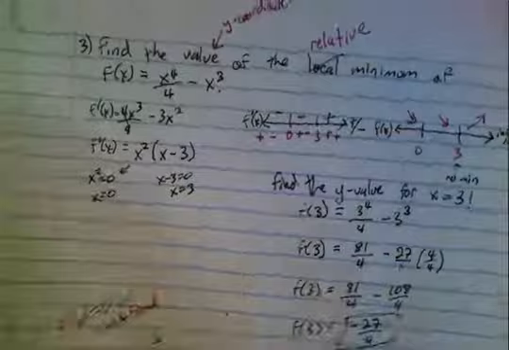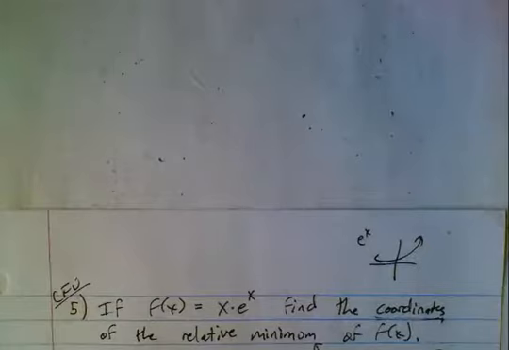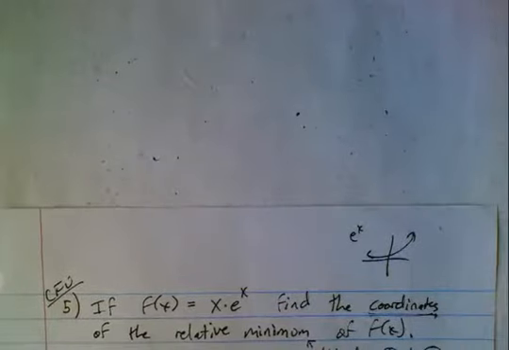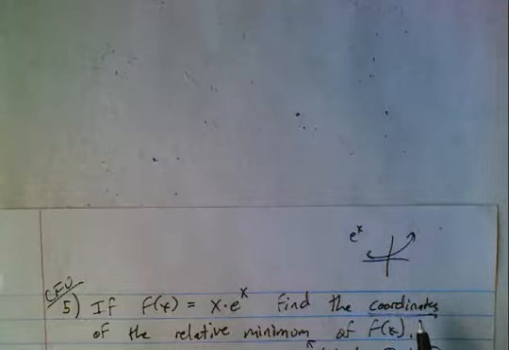Okay, for our final problem, let's make it a check for understanding. So, if f of x equals x times e to the x, find the coordinates of the relative minimum of f of x. Notice coordinates, we want x and y. Go ahead and pause the video and try this one on your own, and then come back and I'll show you the answer.